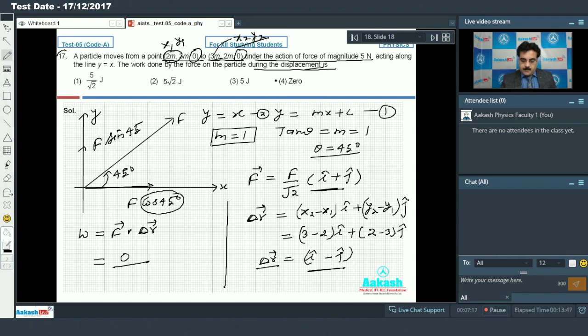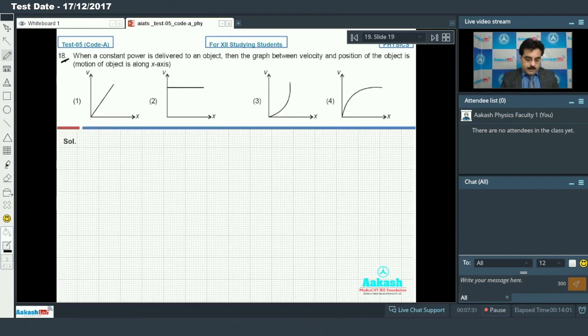So my option number 4 is correct. Let's move on. Question number 18. In question number 18, when a constant power is delivered to an object, then the graph between velocity and position of the object is, and the motion of the object is along the x-axis.